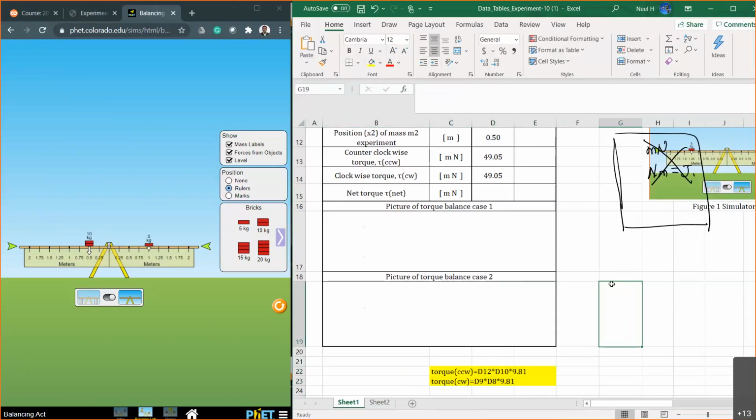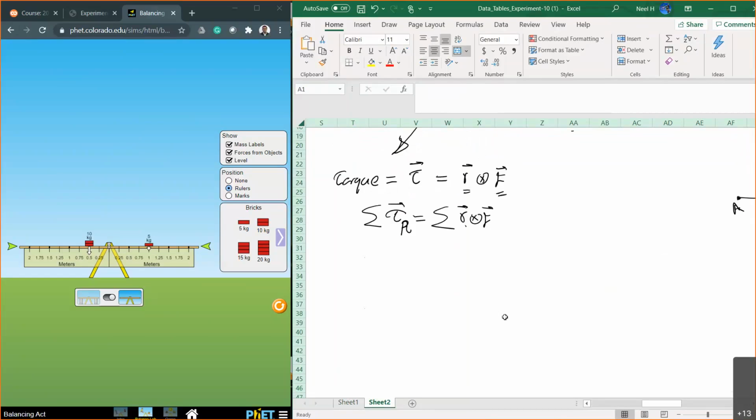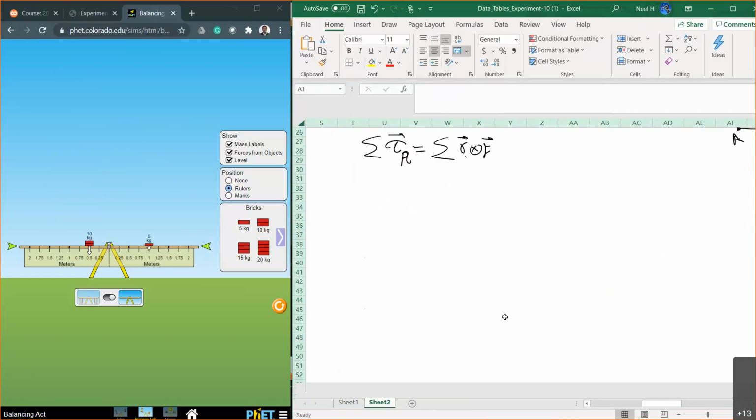Now let's take a look at how we're going to calculate this theoretically. The calculation we discussed earlier means that if the object is at rest, or at equilibrium, then we can argue that the sum of all the torques acting on the fixed point should be 0. So the net torque from the right-hand side relative to the fixed point should be equal to the total torque from the left-hand side.